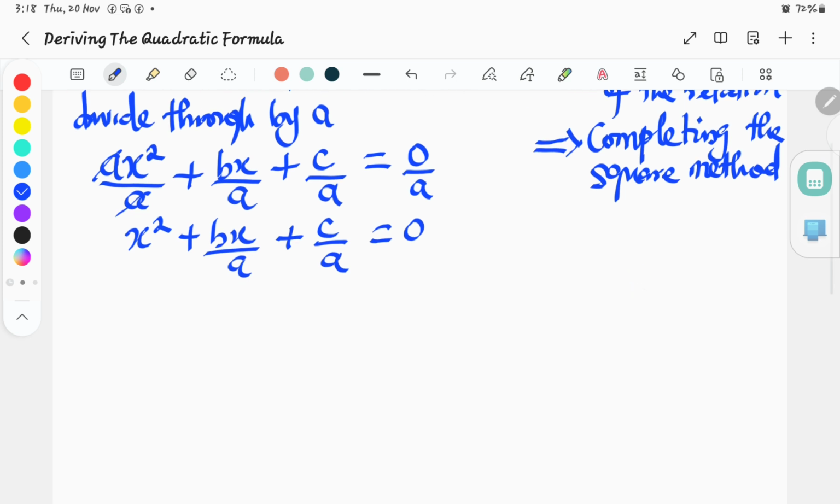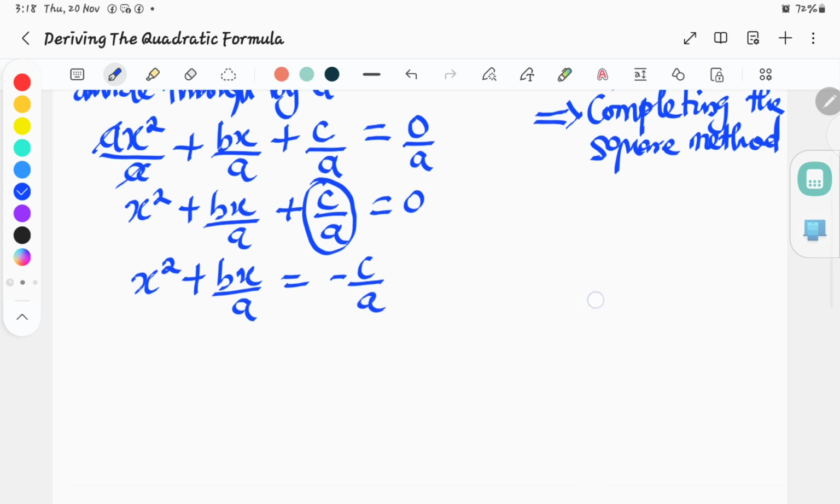The moment you are done with this first step in using the completing the square method, the next thing to do is to take the constant term to the right hand side. From the left hand side of the equation, the constant term is c over a. That's the part that doesn't carry x. So we take it to the other side. That means we are going to have x squared plus bx over a equals, if it goes to the other side, it becomes negative c over a.